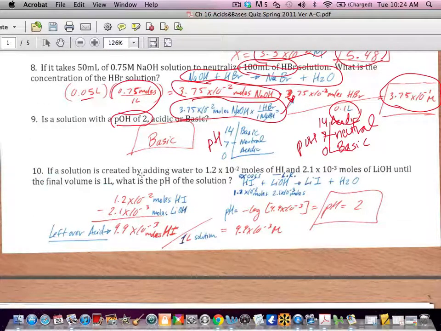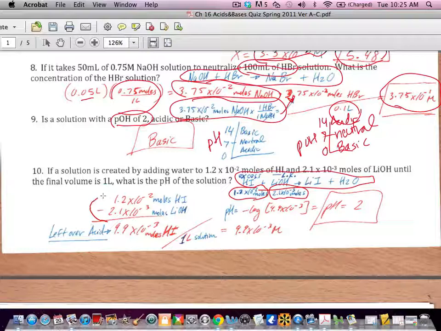Number 10, if you created a solution by adding 1.2 times 10 to the minus 2 moles of HI and 2.1 times 10 to the minus 3 moles of LiOH until the final volume is 1 liter, what is the pH of the solution? Now, what you have is HI reacting with LiOH. LiOH is a base, HI is an acid, so they will produce water and a salt. The limiting reactant is the one that's available in fewer moles because it's in a 1-to-1 ratio. 2.1 times 10 to the minus 3 moles of LiOH is the limiting reactant. The excess would then be the hydroiodic acid.